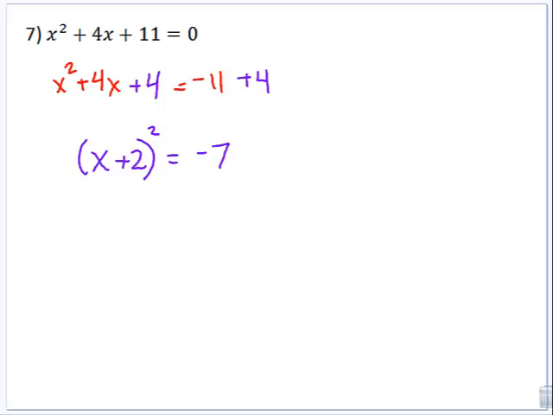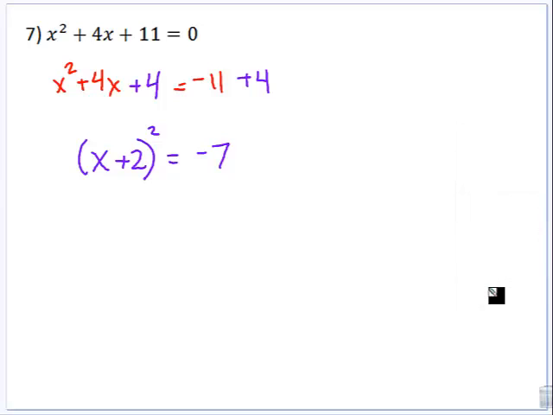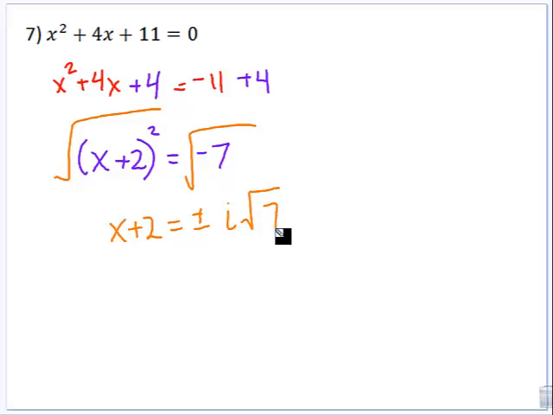So now I could take the square root of both sides. The square root of something squared is just that something, so x plus 2 is equal to the square root of negative 7 would be plus or minus. We're dealing with the square root of a negative, so that means i, and then just the square root of 7. So this gives us x plus 2 is equal to plus or minus i times the square root of 7.